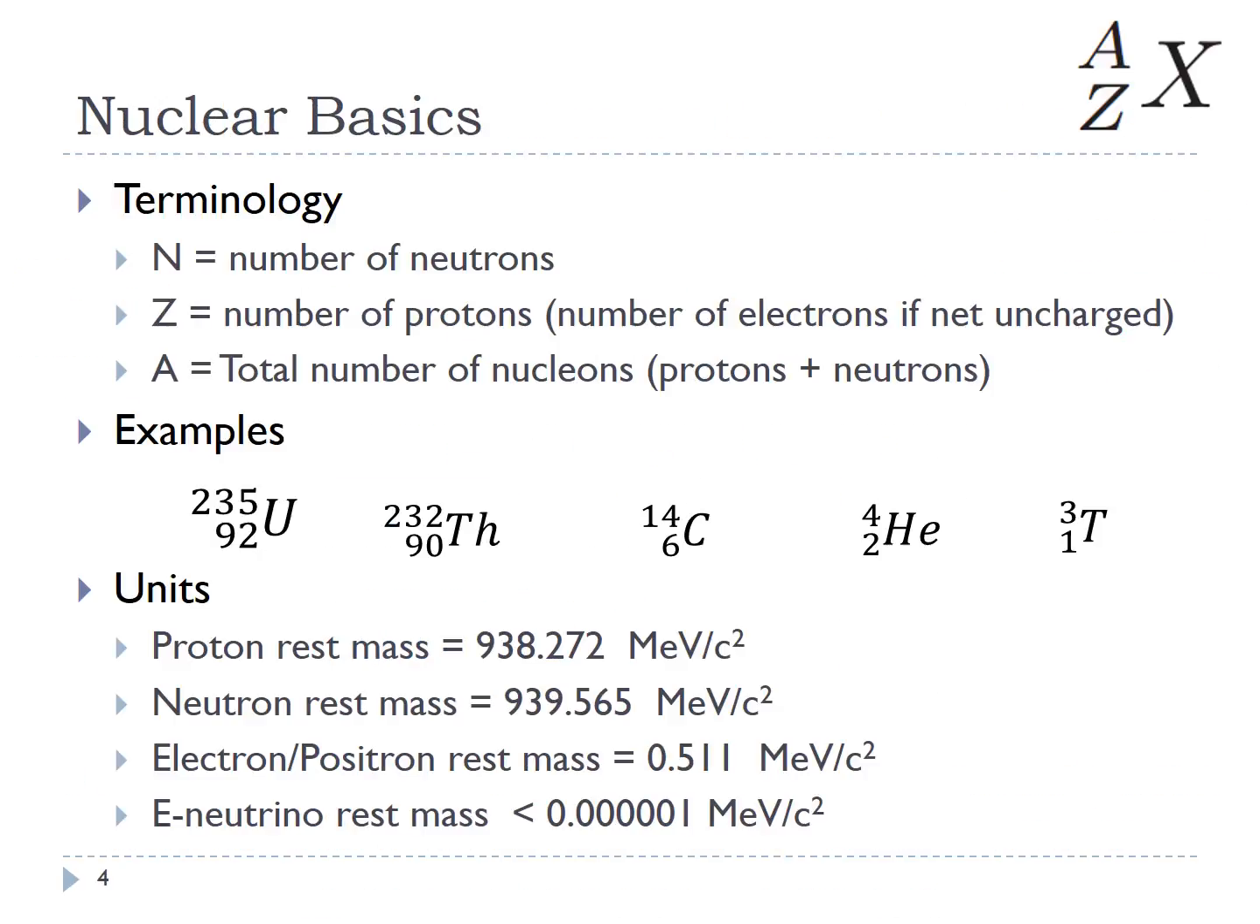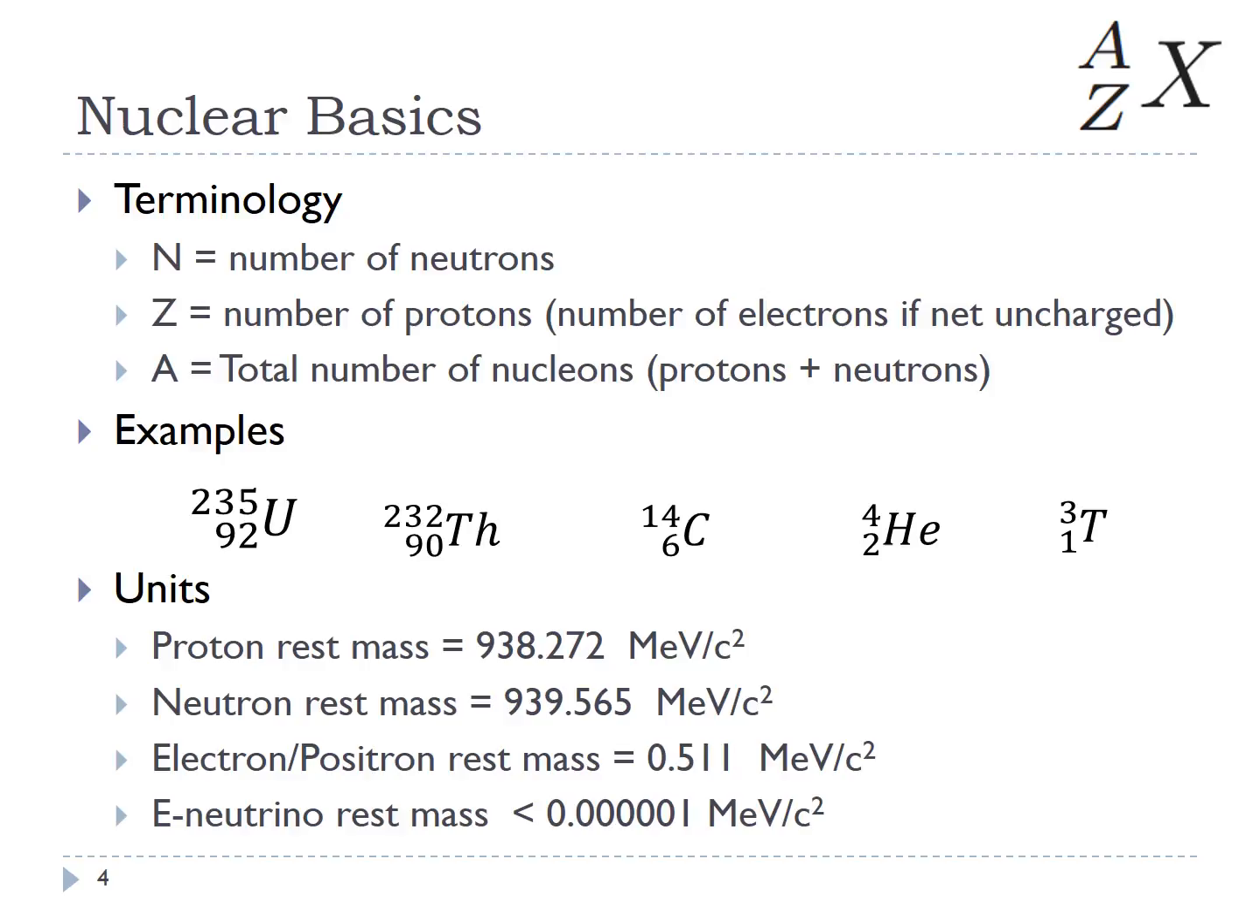So I'll also go through some nuclear basics. Main thing to note, the terminology is N for the number of neutrons, Z for the number of protons, and A for the total number of nucleons. Nucleon here means the sum of protons and neutrons. So you get the formulas like X being the letters for that element, or for that atom, and then A being the superscript, and Z being the subscript.